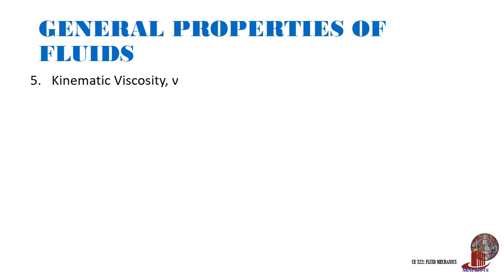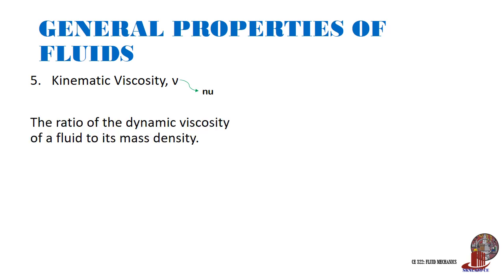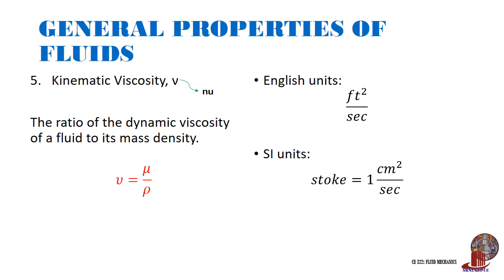A subtype of viscosity is what we call kinematic viscosity with the symbol nu. This is taken as the ratio of the dynamic viscosity to its mass density, or nu is equal to mu all over rho. In English units, nu is taken as square feet over second, and in SI units, this would be taken as Stokes or square centimeters per second.